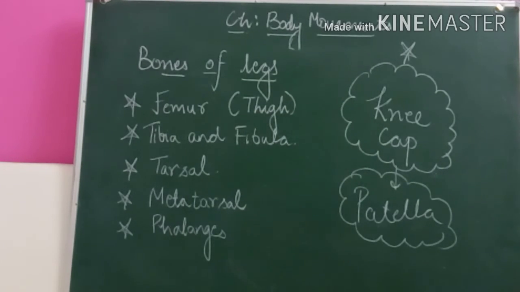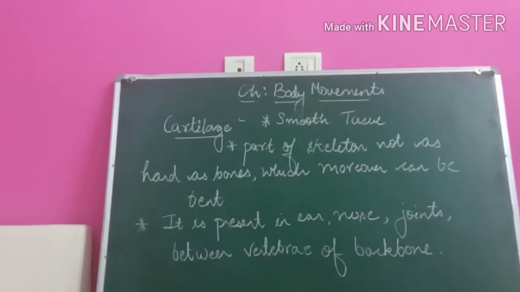Now the next topic that we will study is cartilage. Now my dear students, our next topic is cartilage. What is cartilage? Cartilage is actually a smooth tissue, or you can say it is a soft tissue. It is the part of the skeleton that is not as hard as bones. It is not as hard as bones, as bones are hard. In fact, cartilage is very soft. Moreover, it can be bent. Cartilage is so soft that it can be bent.